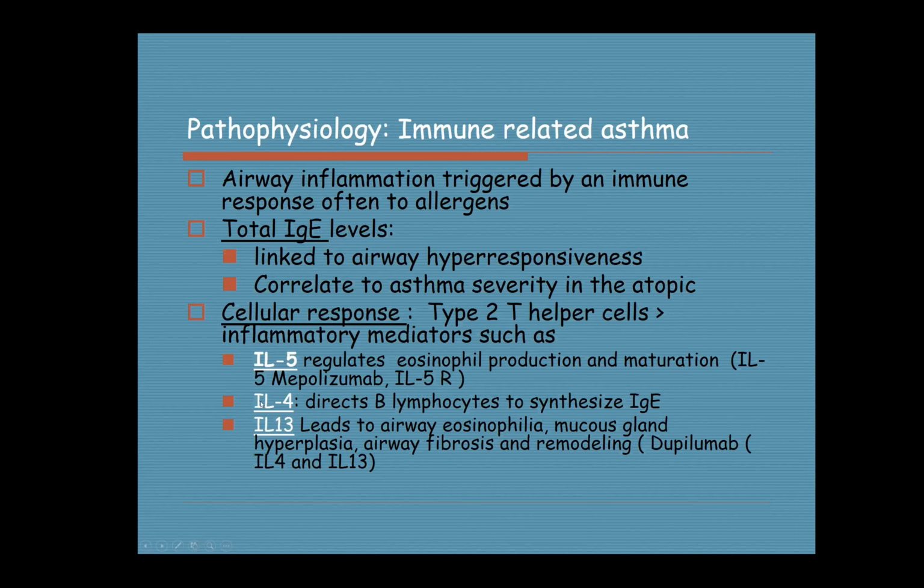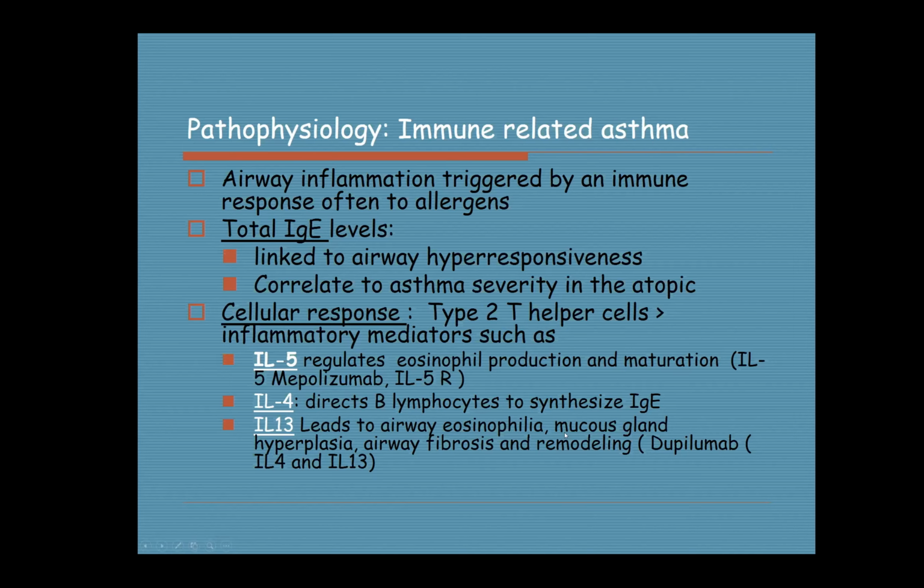If you have the IL-4/13 group, then you're talking about dupilumab. And what IL-4 and IL-13 do is a little bit of a mixture because it affects the IgE. IL-4 is directing the B lymphocyte to synthesize IgE, so the IgE gets affected by this drug. And it also, with IL-13, leads to airway eosinophilia. So blocking it blocks the recruitment of the eosinophil to the airway.